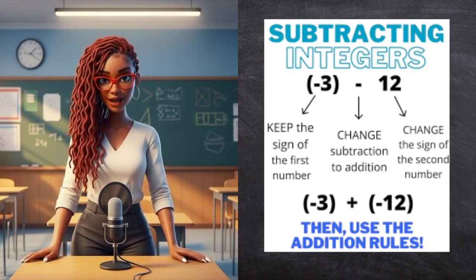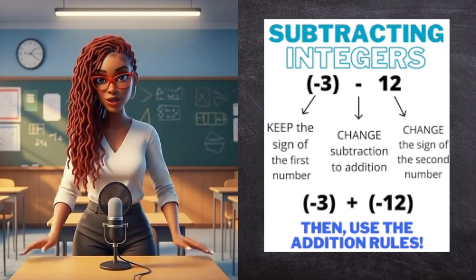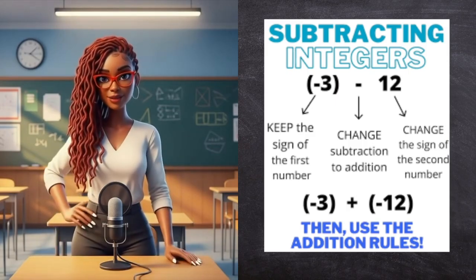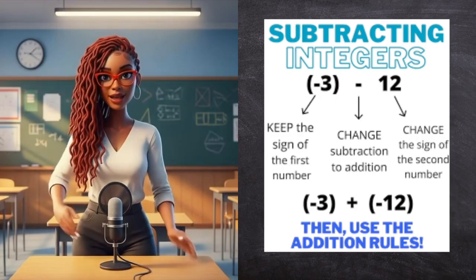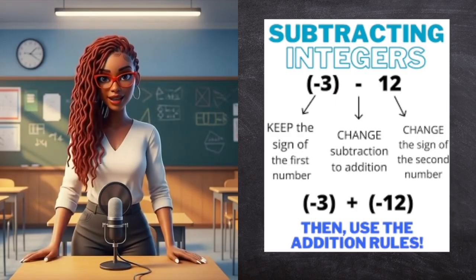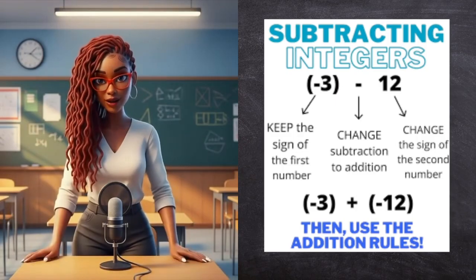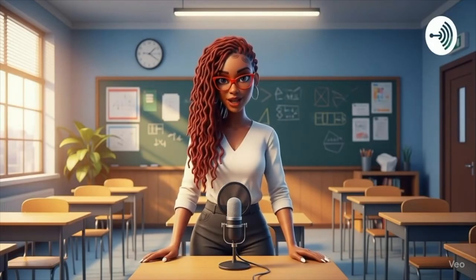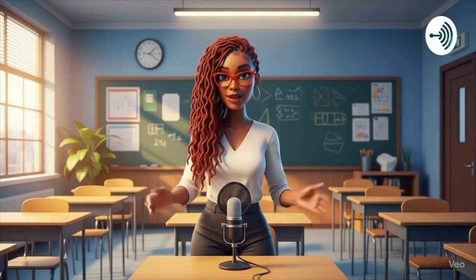Now you just need to kind of remember your rules for adding integers. When you add 2 negative numbers, you just add them and keep the sign. Add them and keep the sign. So a -3 plus a -12 gives you a -15. You see that? Keep, change, change. All right, let's get into another example.